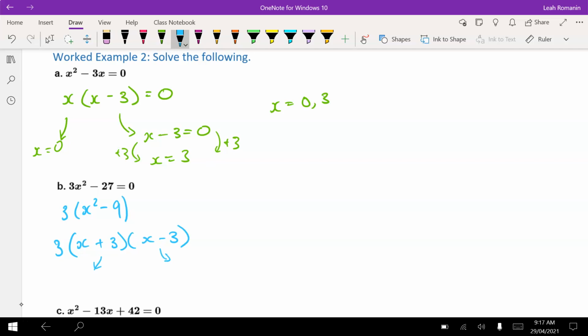So I'm making x plus 3 equals 0. So x is going to equal negative 3 because I'm minusing 3 from both sides. You don't need to give me the arrows in your working. I'm happy for you to just give me that. And then you have x minus 3 is equal to 0. So x is going to equal 3. So your two solutions are negative 3 and 3.